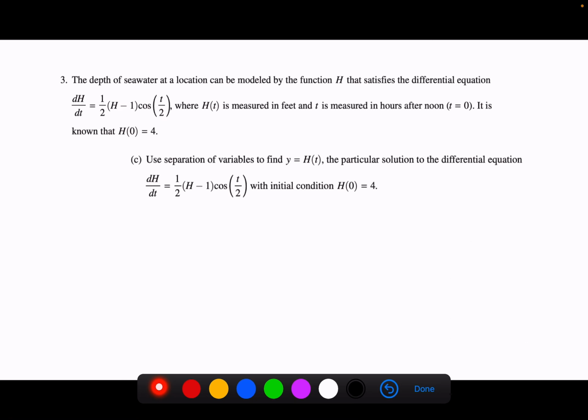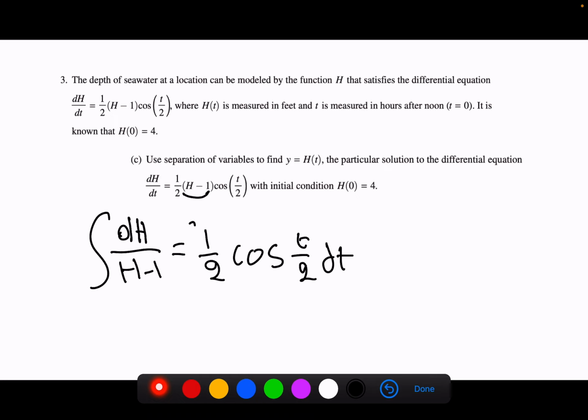Use separation of variables to find y equals h of t, the particular solution to this differential equation, with the initial condition h of 0 equal to 4. This is simply solving a differential equation. First we're going to have dh over h minus 1. All I did here is divide both sides by h minus 1, and now I'm moving dt to this side. So I have 1/2 cosine of t over 2 dt.